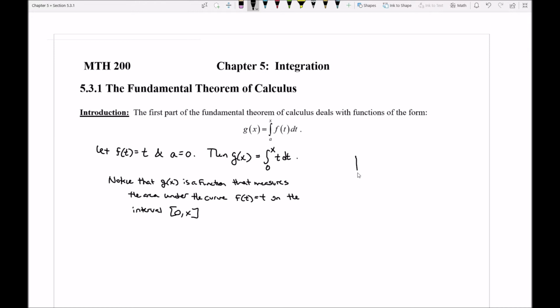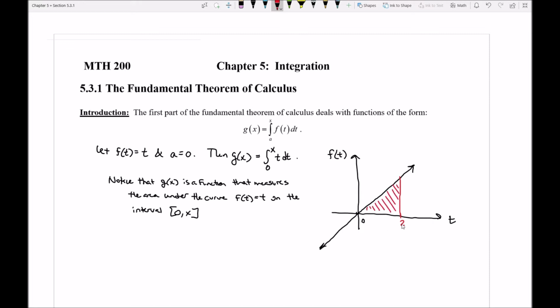So if I was to try to take a look at this picture, I could see that here is my t-axis, and here is my f of t-axis, and if I sketched the curve f of t equals t, that would produce, again, a line that kind of goes straight out from the origin like this. And if x is going to be some value that I can plug in, like let's suppose that x ended up being the value of 2, well then what I would be calculating is the area under this curve from 0 to 2.